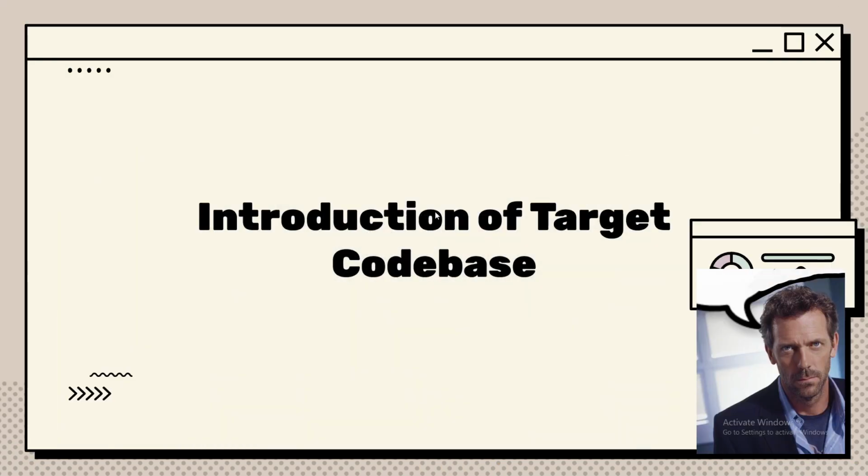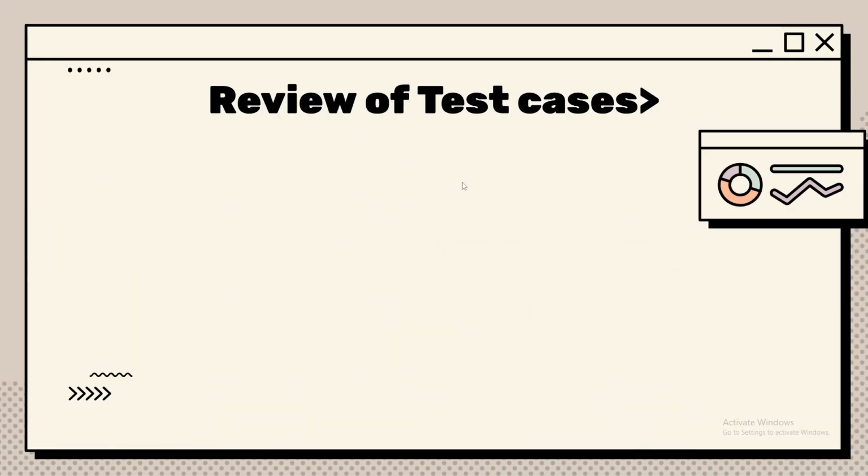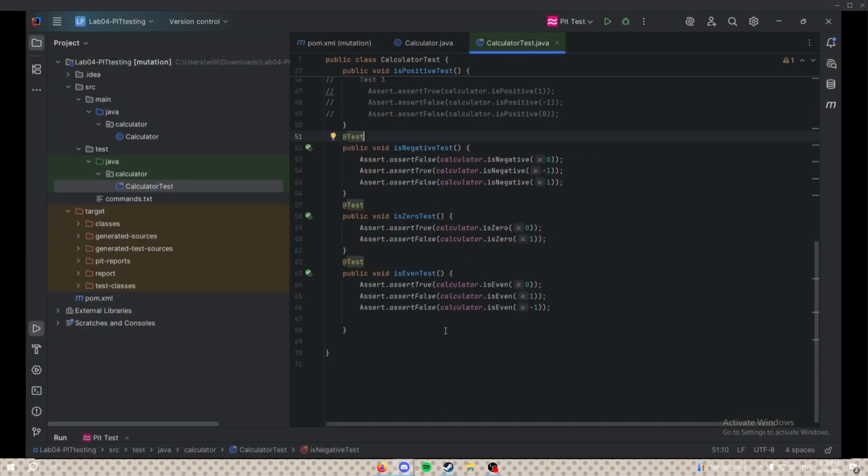And then adding onto the calculator. Next, we're going to do a little review of our test cases. So I added 3 new test cases here, a few for each of the new functions I've added. The first is the negative test. 0 is not a negative number, -1 is a negative number, and 1 is positive. So it's going to assert false for the ones that aren't negative, and true for the one that is negative, because that's what we want.